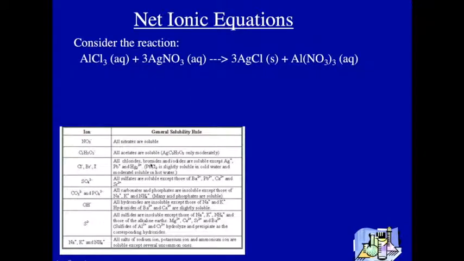Now look at chlorides, the exception. Chlorides are soluble except silver chloride. So this is my precipitate. Aluminum nitrate, again, all nitrates are soluble.